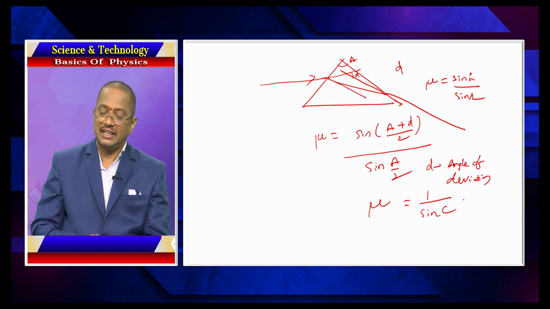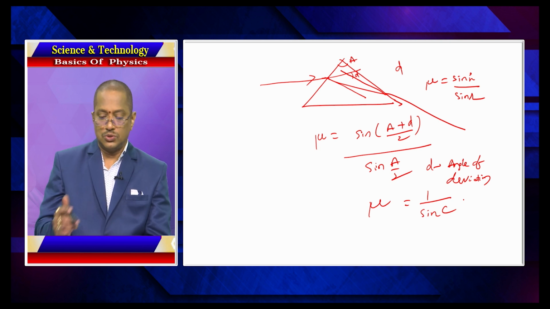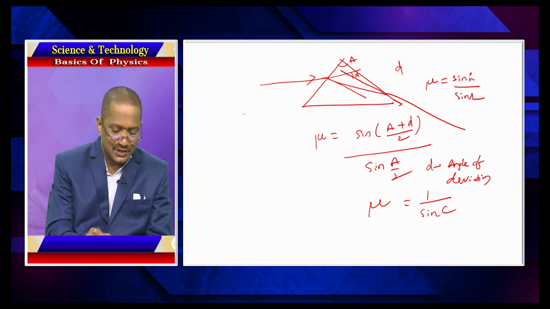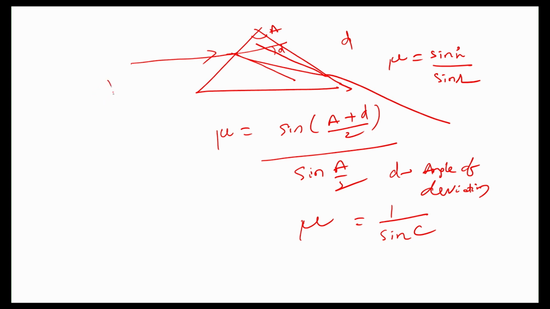And the very important thing here: if you take two mirrors, this is one mirror and this is another mirror, the number of images formed between these two mirrors is 360 by n minus 1. Okay, how many images here?